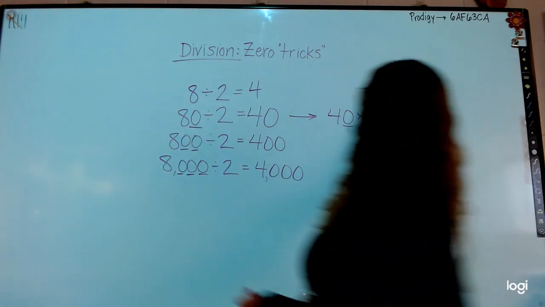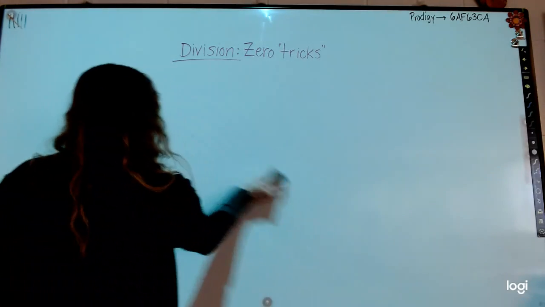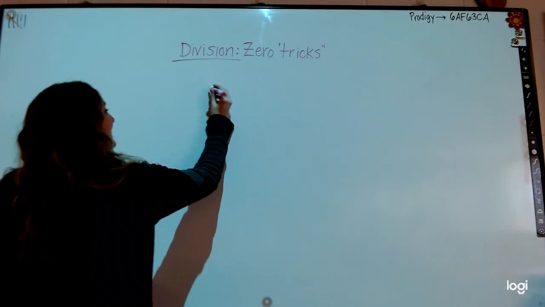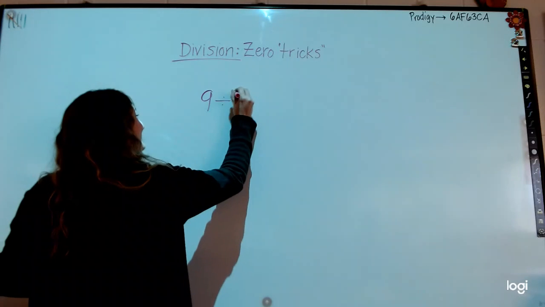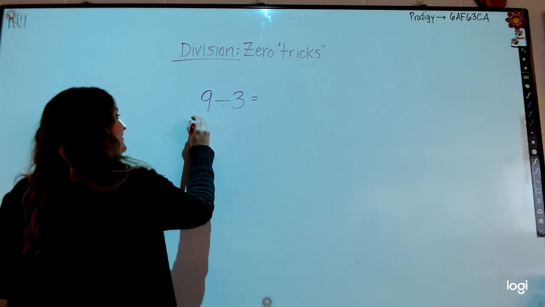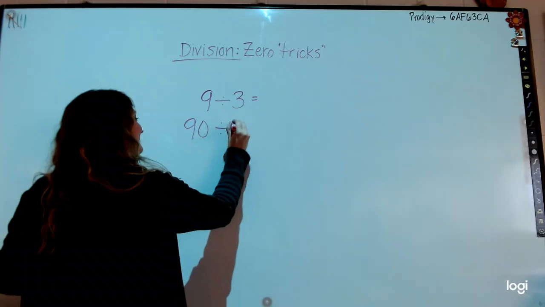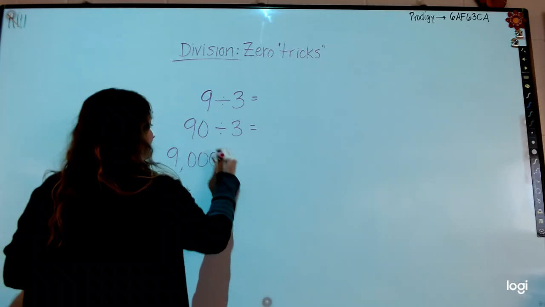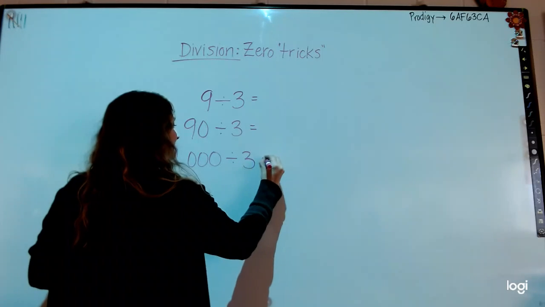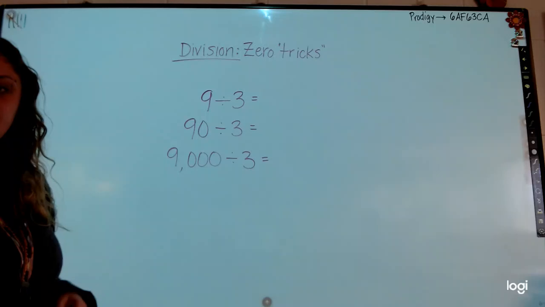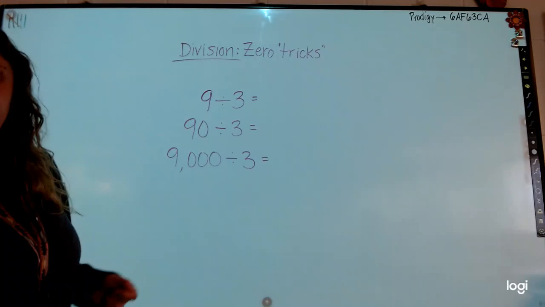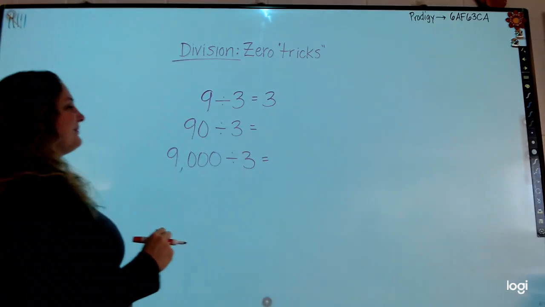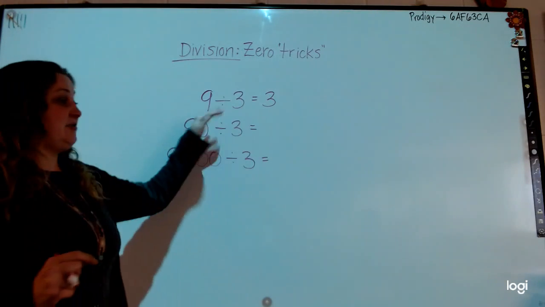Let's try another one together using different numbers. All right, this time we're going to start with 9 divided by 3. And then we're going to do 90 divided by 3. And then we'll do 9,000 divided by 3. All right, so let's start at the top. 9 divided by 3. If you don't know this, you need to work on your math facts. But our answer is 3. 3 times 3 is 9. So we can use that math fact to help us solve the rest.